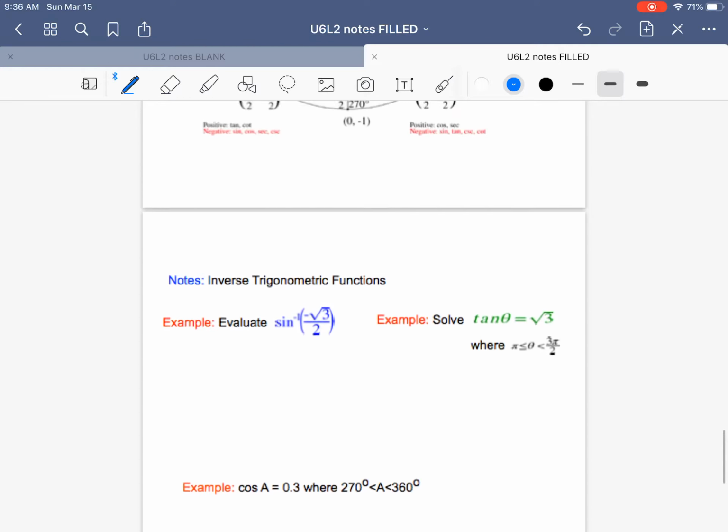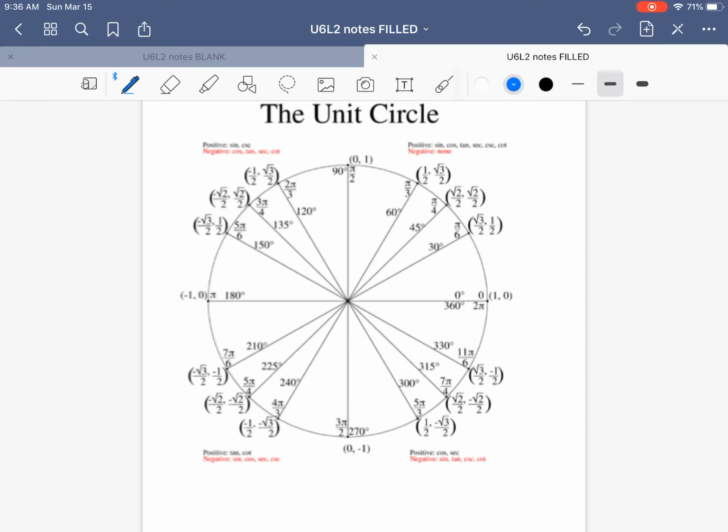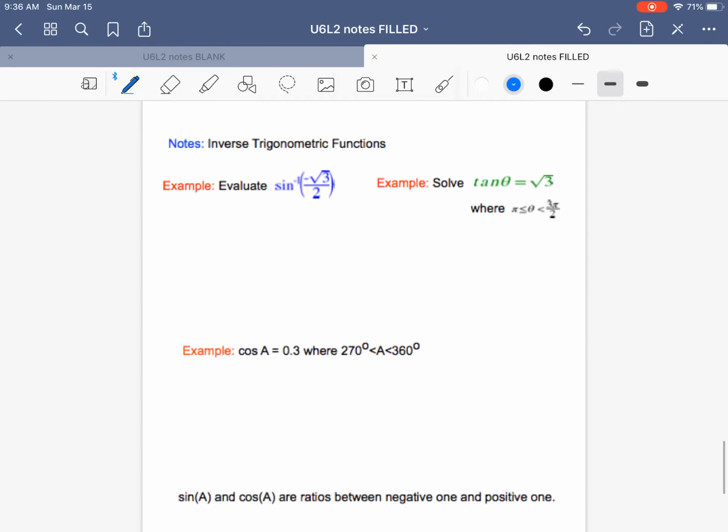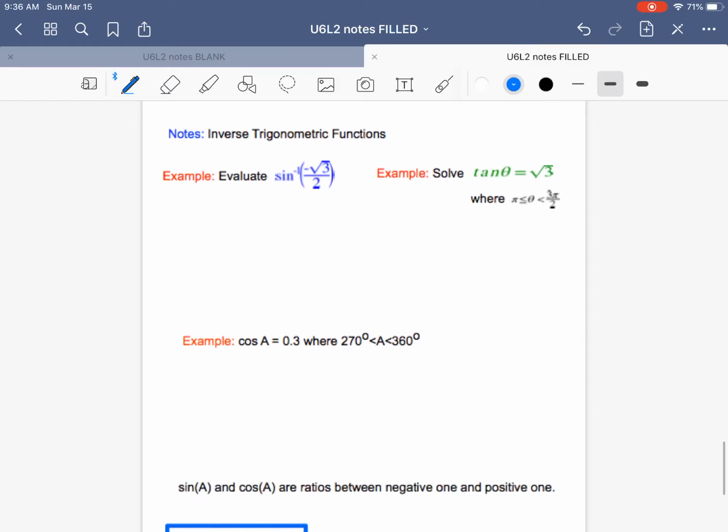This page is just a repeat of the unit circle, so you don't need that. Inverse trig, yeah. So let's look at this really quick.